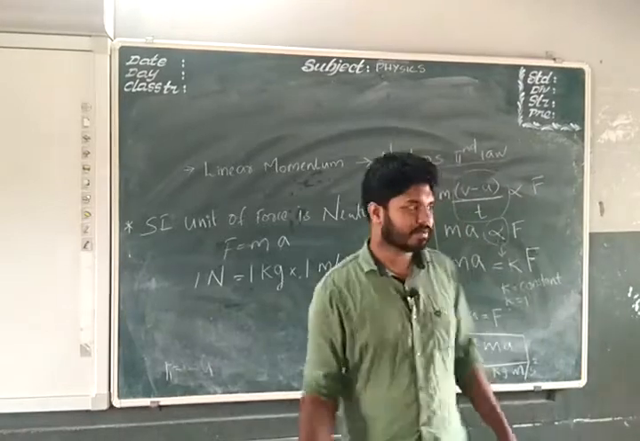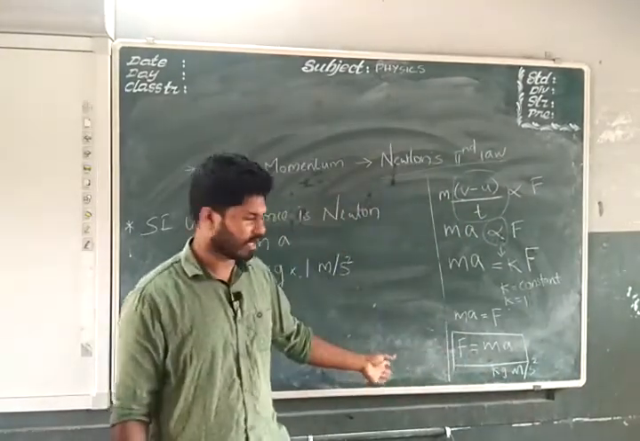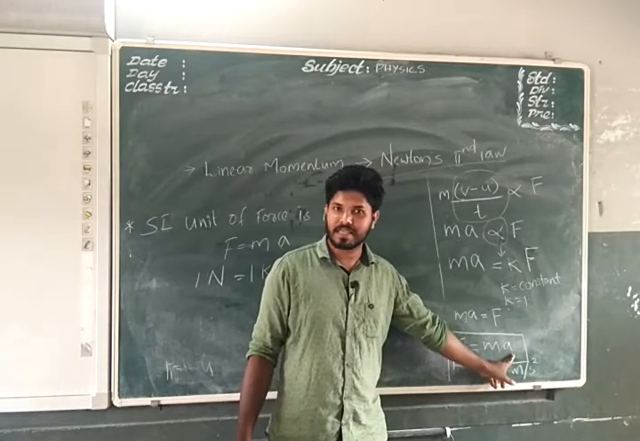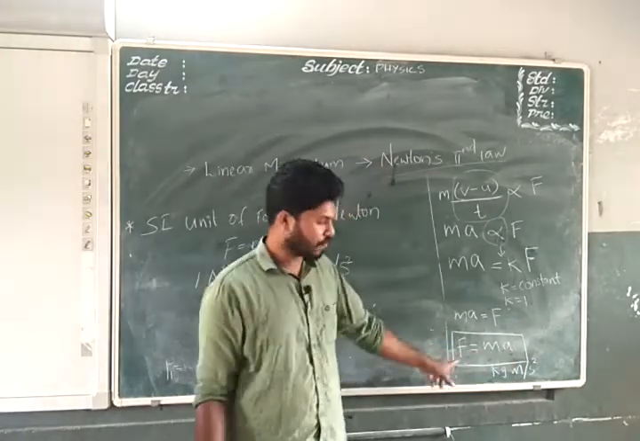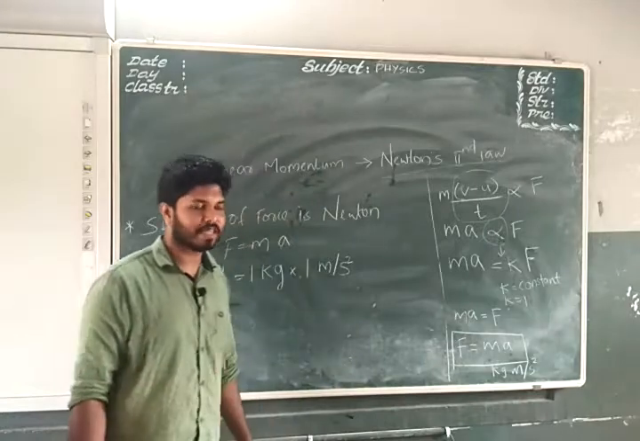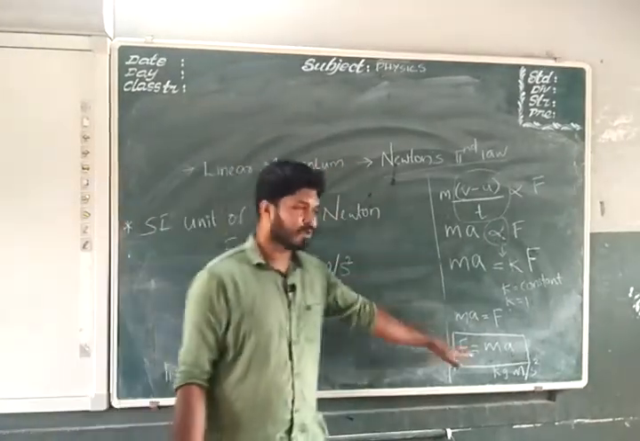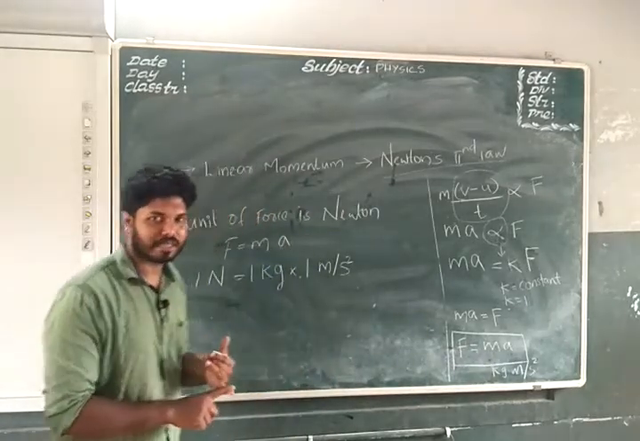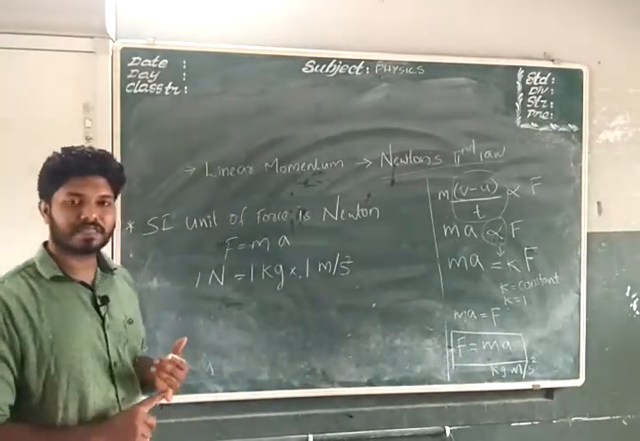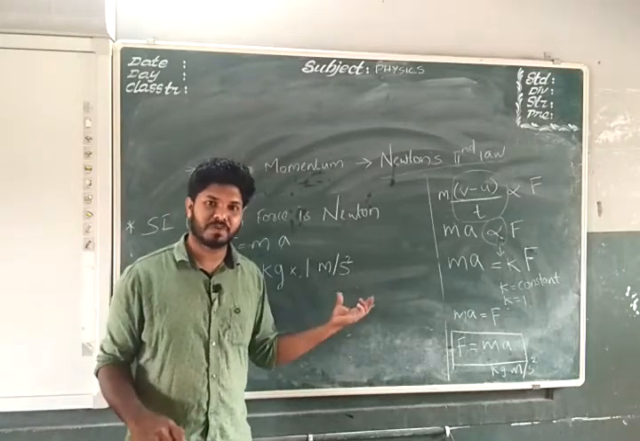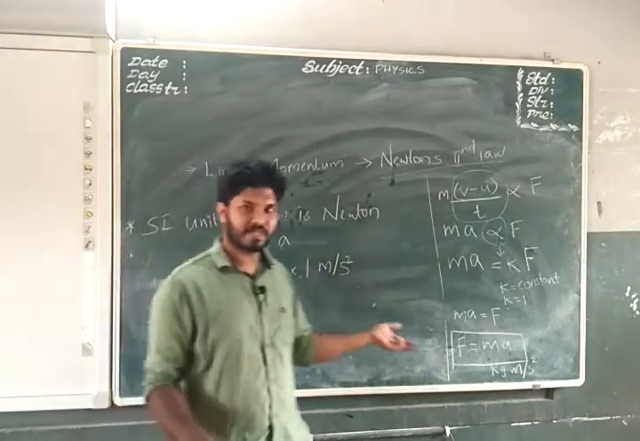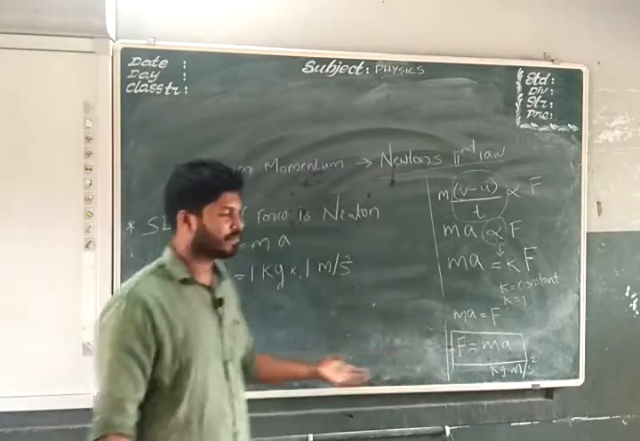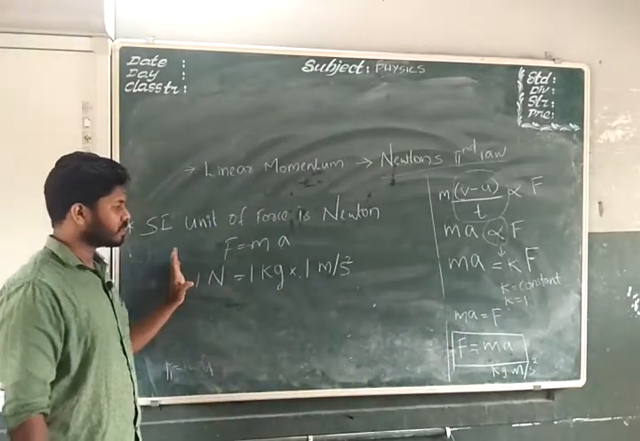See here, F is equal to m into a. Is acceleration a scalar quantity or a vector quantity? It's a vector quantity. Hence, force is also a vector quantity. That means force has both direction and magnitude. Vector quantities have both direction and magnitude. Already we discussed the case of linear momentum. Linear momentum was a vector quantity, isn't it? We discussed it so. As such, force is also a vector quantity as acceleration is a vector quantity.